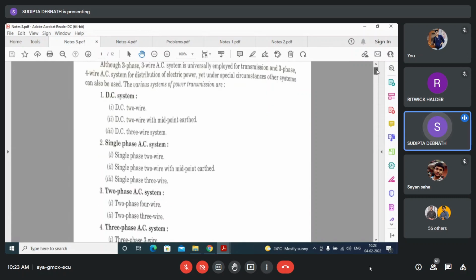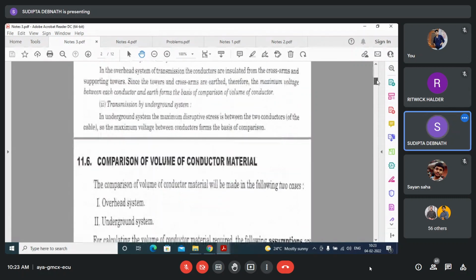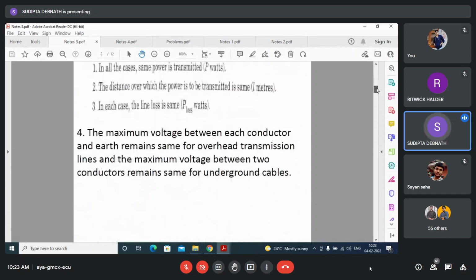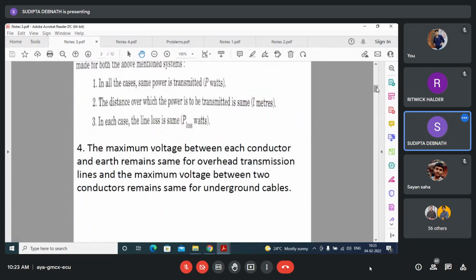Now, for that one, what are the things that should be kept constant? First, the length of the line will be kept constant. And the power transmitted: if the power transmission requirement is more, then the cross-sectional area requirement may be more. So we will consider the power delivered P to be constant, and the total loss in the line is considered to be constant. For the same amount of loss, we'll consider the volume of conductor material.